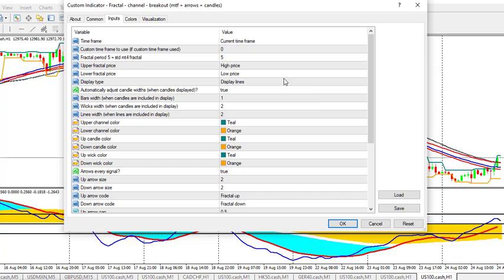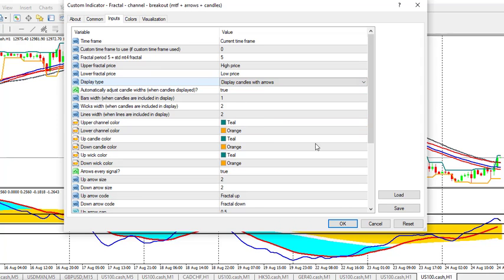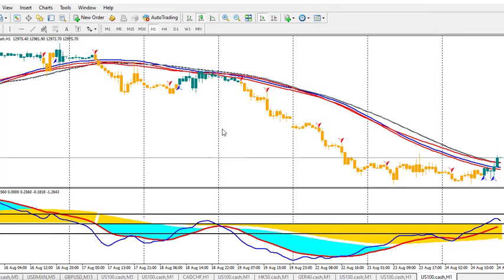Now under the setting, we have display type. You have display candle. If you want to display candle alone, it will display candle. Display arrows, it will display arrow. We actually use display lines, so you can use display candles, display lines with arrow, or display candles with arrow. Let's use display candles with arrow. If you like it, you can leave it that way. If not, change it to what I have on the previous chart that I showed you.